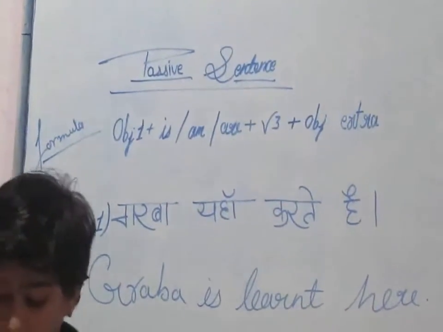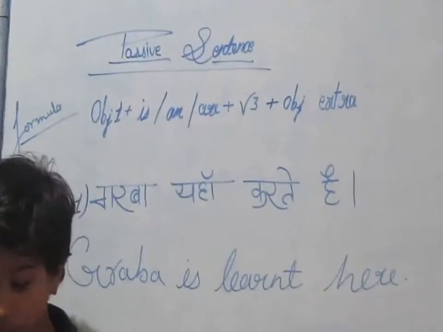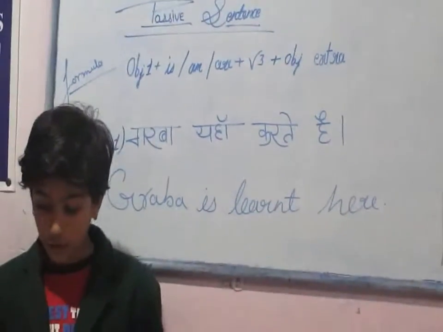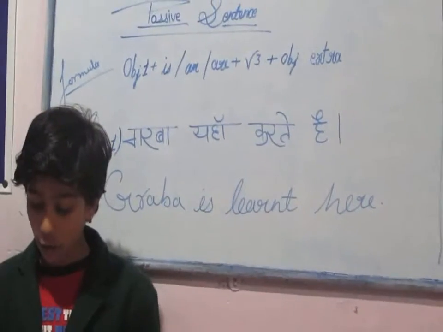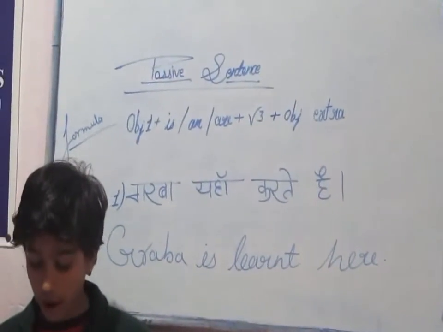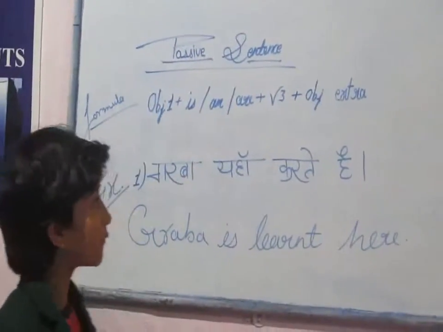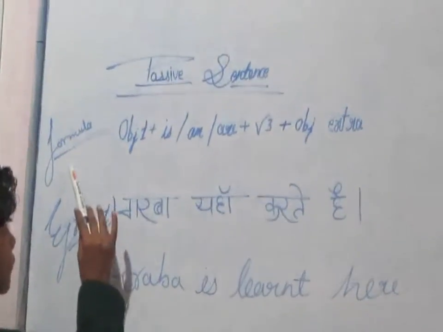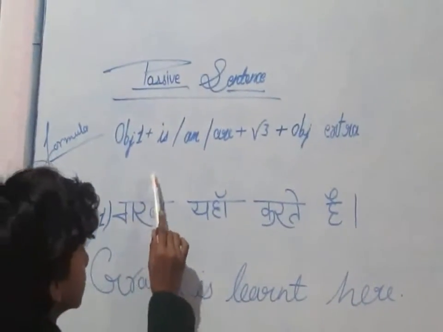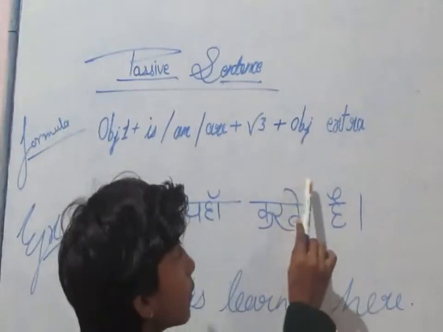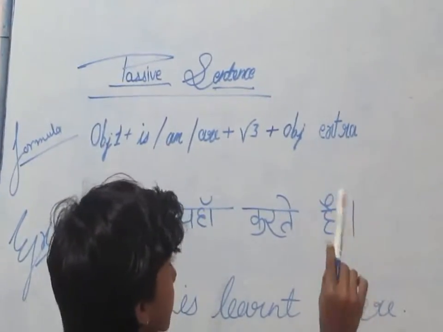In passive sentence, object is given importance, the work which is done. In passive, only the third form of verb is used. I give some examples for you. And its formula is object plus is/am/are plus verb third form plus the rest of the object.